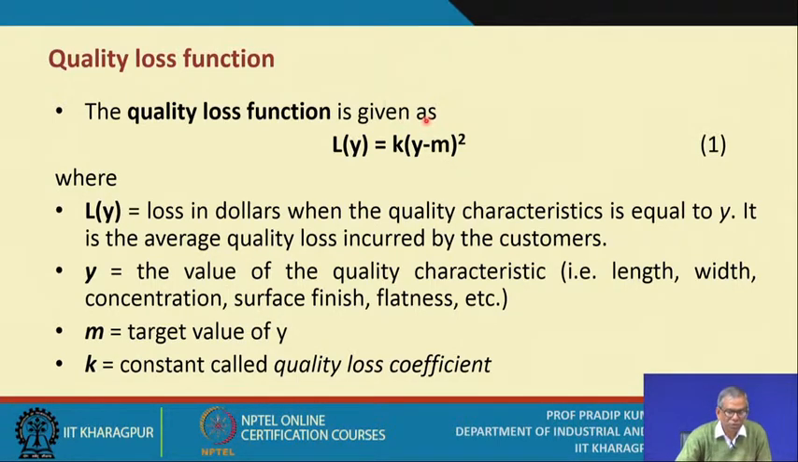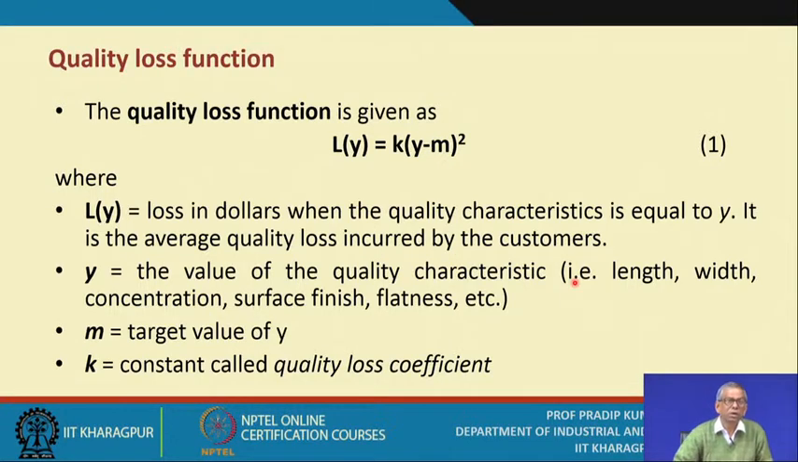Here we have one formulation. Let me explain it. The quality loss function is given as L(y) equals k times (y minus m) whole square. Let me first explain these terms. What is L(y)? L(y) is a loss in dollars, or in monetary terms, when the quality characteristic is equal to y. It is the average quality loss incurred by the customers.